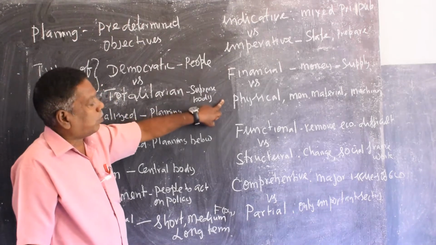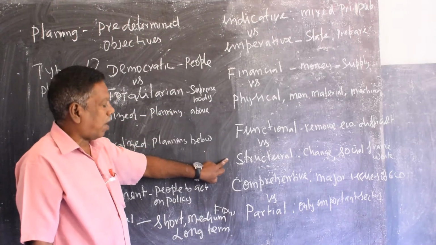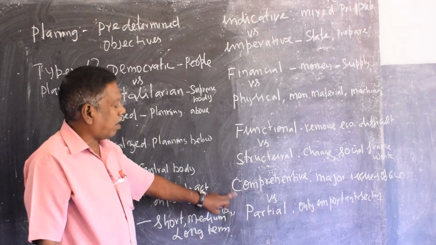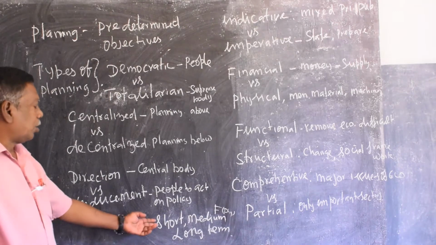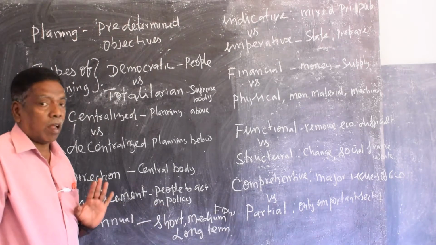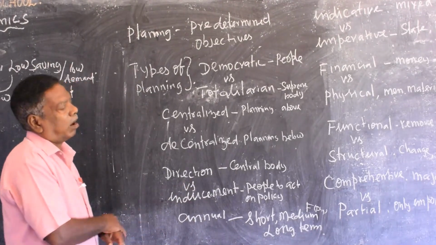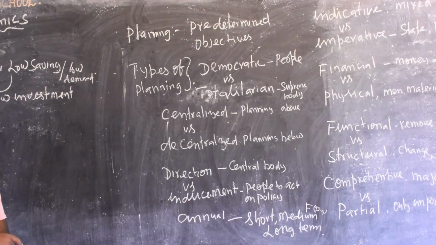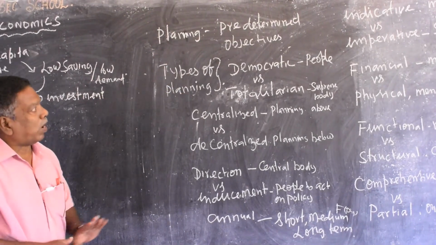Financial planning opposite to that of physical planning. Functional planning opposite to structural planning. Comprehensive planning opposite to partial planning. And finally, short term, medium term and long term planning. So these are all the different types of planning. Now what is this? We'll move one by one.